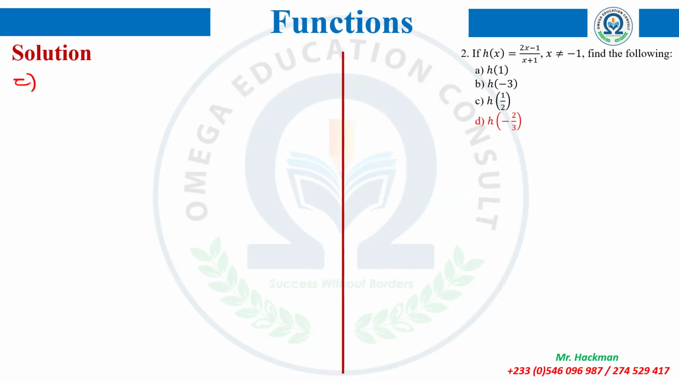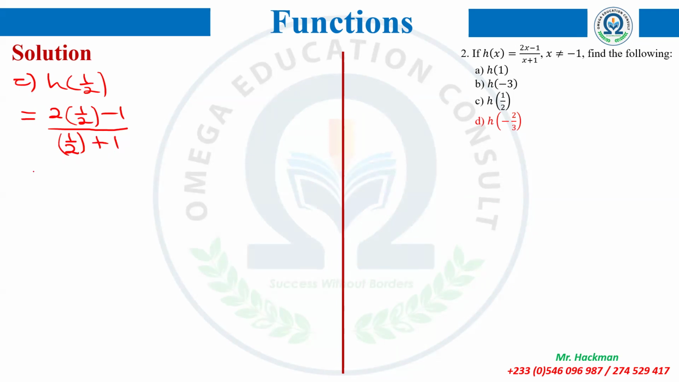Okay, what are we given? We've been given h of half, h of 1 over 2. So this means wherever we see x in h of x, it is 1 over 2. So that will give us 2 times 1 over 2, then minus 1. That's my numerator. All over 1 over 2, and I'm putting it in brackets just for the simple advice that I gave you.